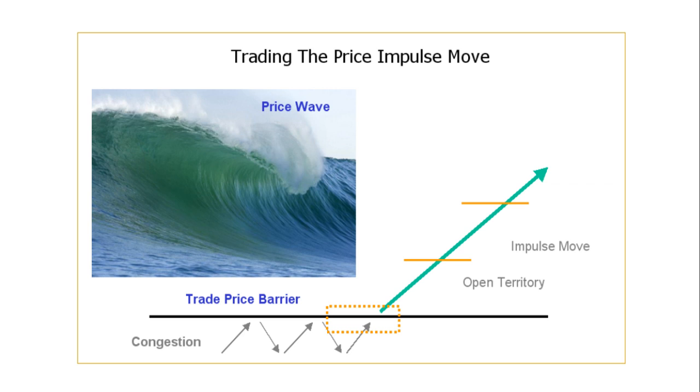So what happens is price forms a congestion range, congestion levels, where it gets stuck, and we're not getting any forward motion. We're getting up and down, sideways chop type of price movement. Then as things build, price will break out of those congestion areas into the free and clear open territory and go on a tear, our price impulse move.